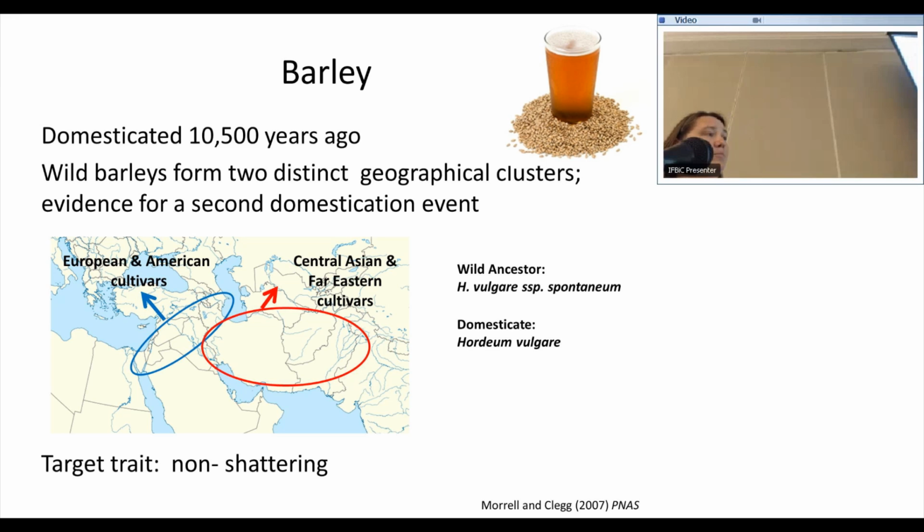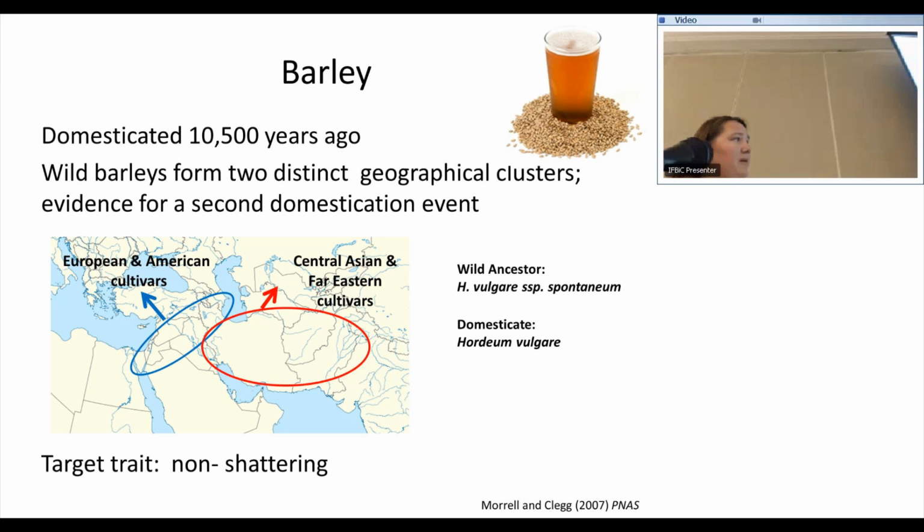And they, meaning not me because I don't work on barley, hypothesized that one of the first traits was non-shattering, such that the wild ancestor had very loose panicles of seed, and at physiological maturity, the seeds would disperse. Whereas the modern cultivars today, either 2 rows or 6 rows, the panicles are very compact and the seeds are held on until harvest.